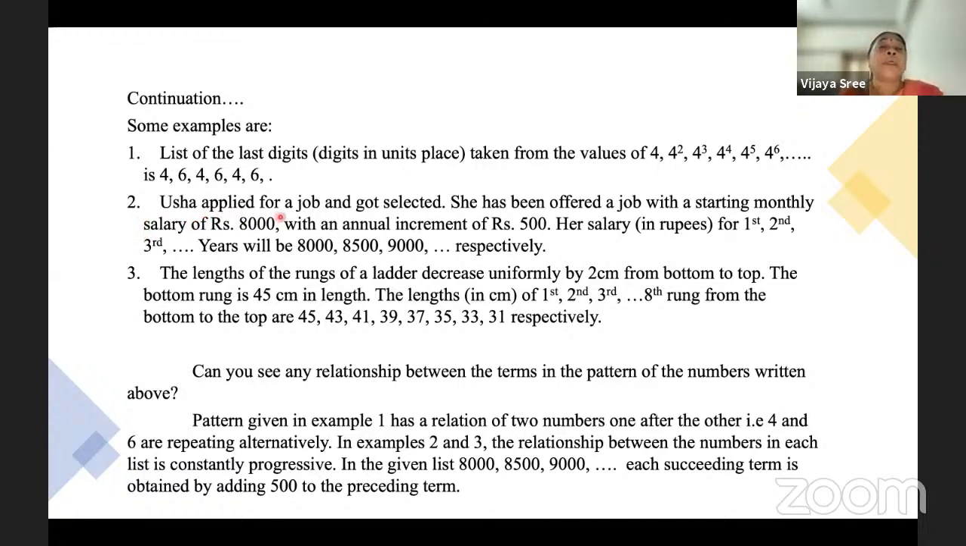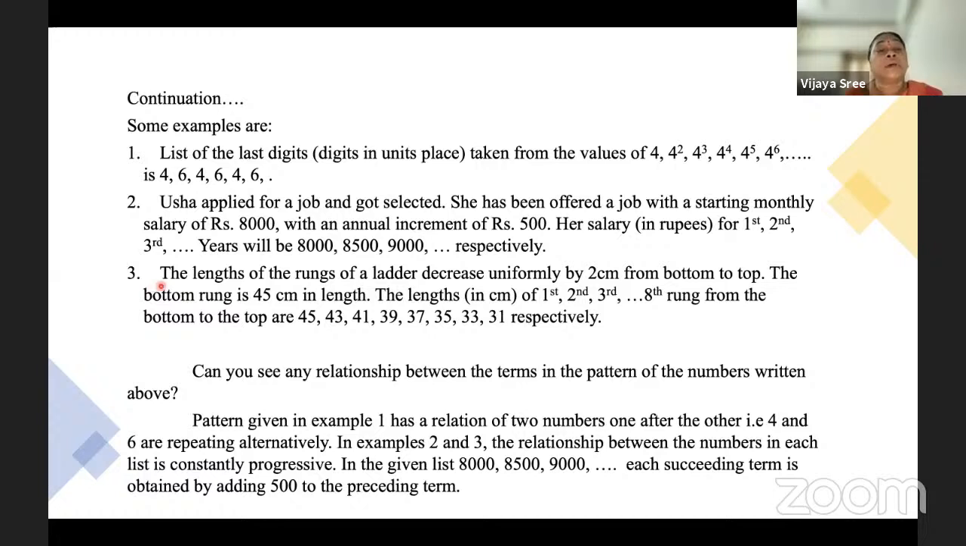Okay, next. Usha applied for a job and got selected. She has been offered a job with a starting salary of 8,000 rupees with an annual increment of 500 rupees. Her salary for the first, second, third, and so on, years will be 8,000. After 1 year, she gets the increment of 500 rupees, so she will get a salary of 8,500 rupees. Then after another year, she gets the increment of 500 rupees, then she will get 9,000 rupees, and so on. This is one pattern.